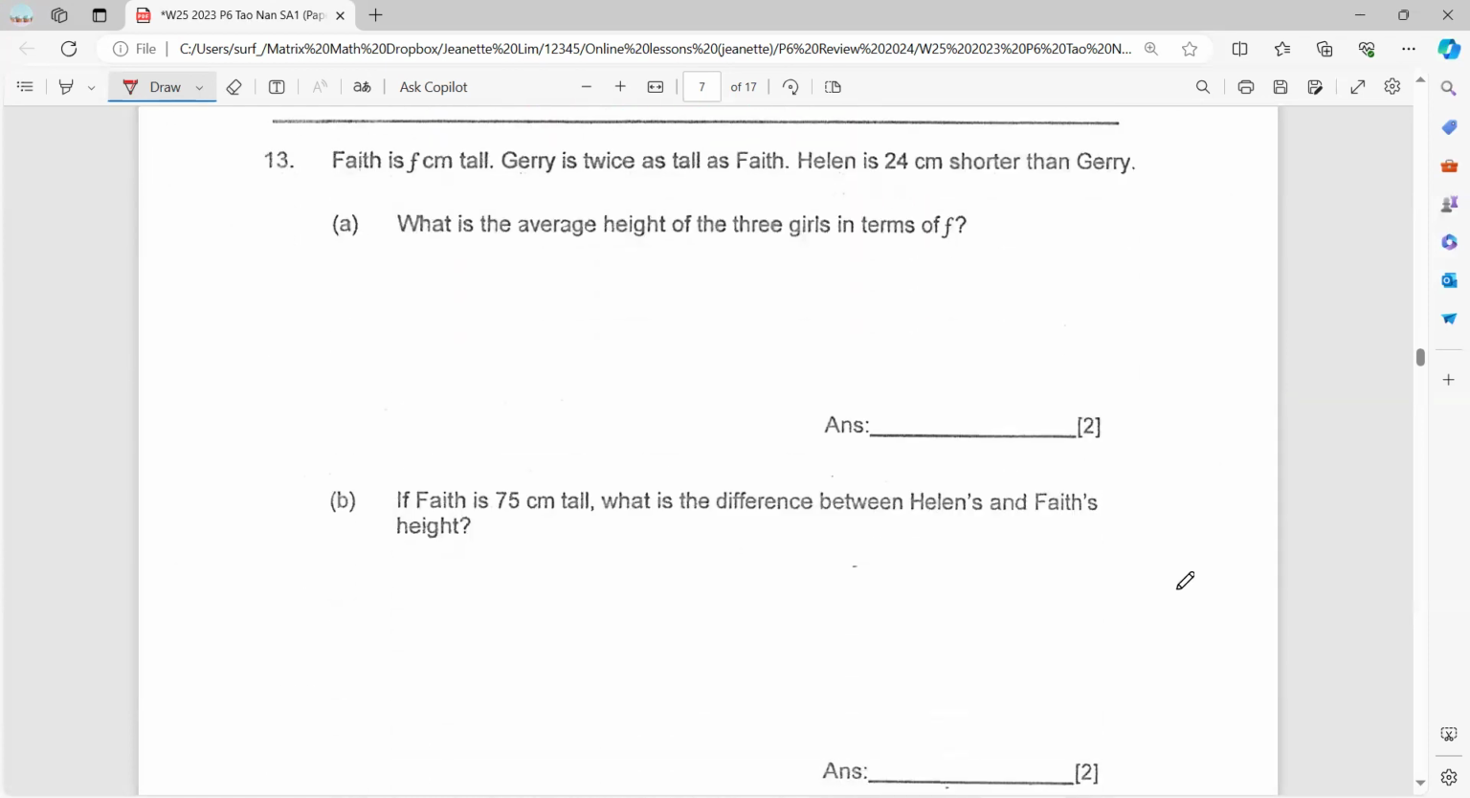Question 13. Faith is F cm tall. Jerry is twice as tall as Faith. Helen is 24 cm shorter than Jerry. What is the average height of the 3 girls in terms of F?